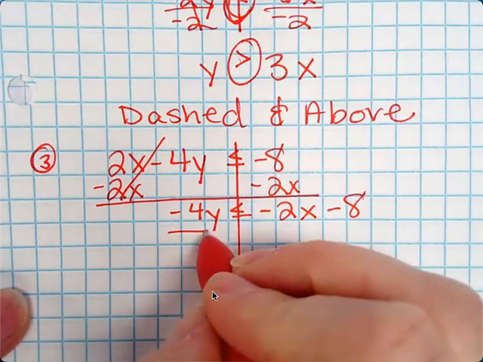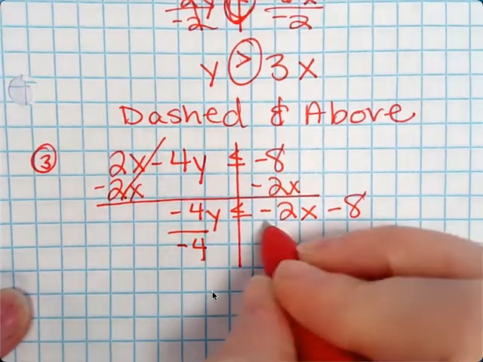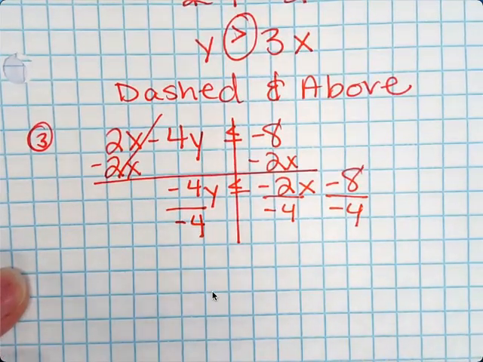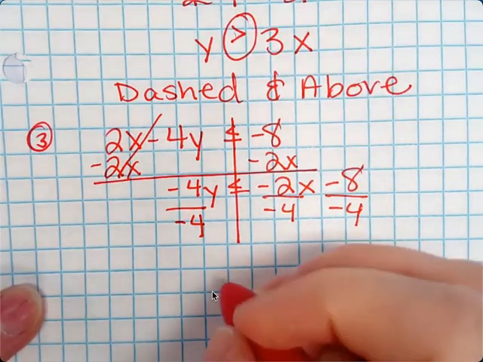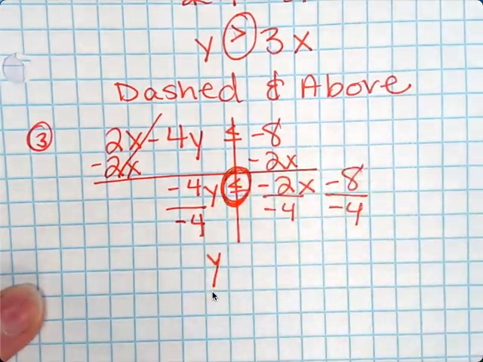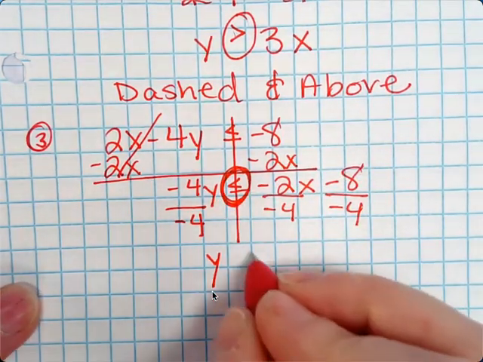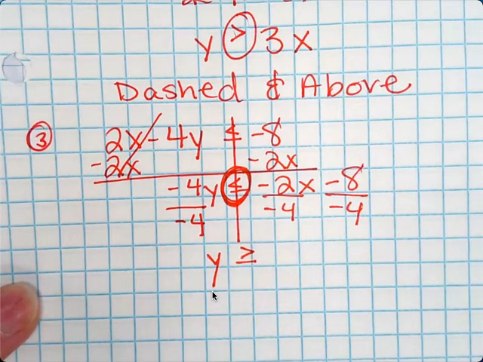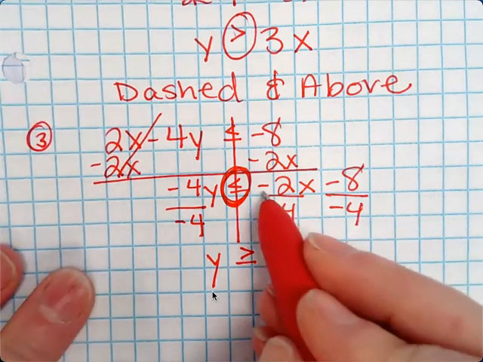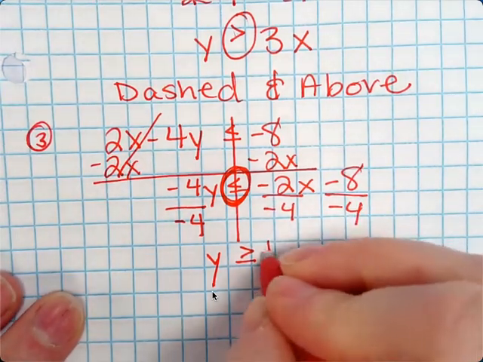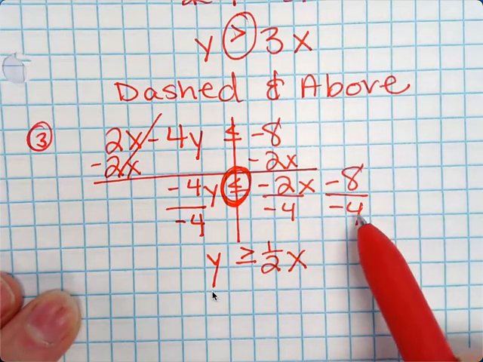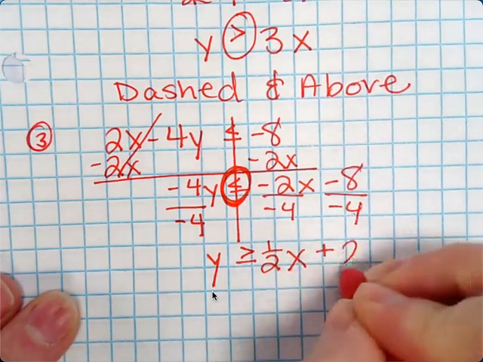So then we divide by a negative 4. Whenever you divide by a negative, we have to flip this sign. So this now needs to be greater than or equal to 1 over 2. Negative 2 over 4 is 1 over 2x. And then negative 8 over negative 4 would be positive 2.